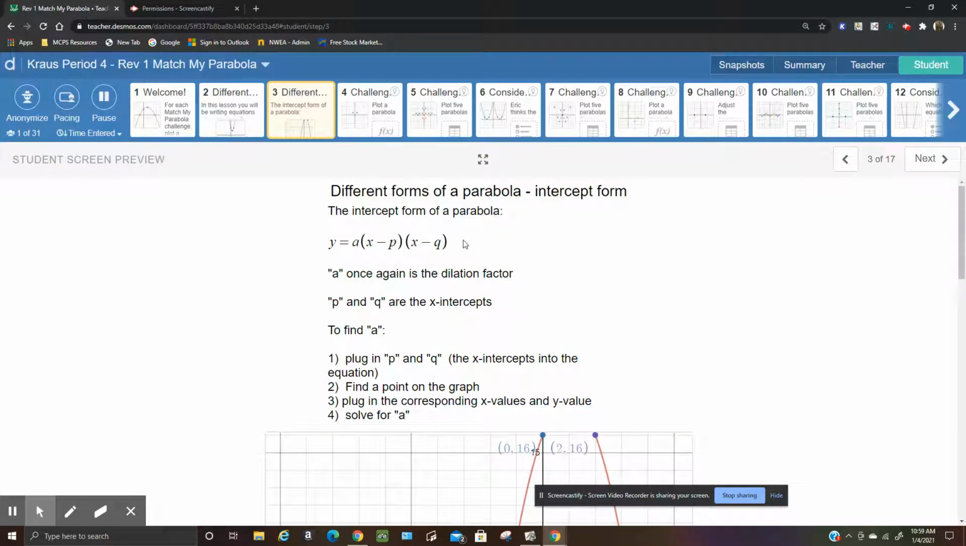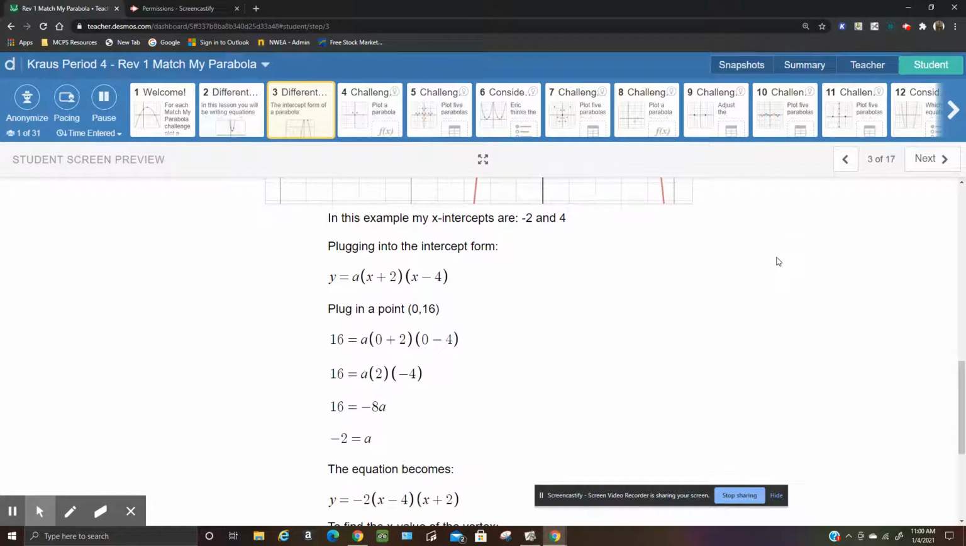The other form that we'll be using today would be the intercept form. The intercept form of a parabola is y equals a times x minus p times x minus q. A, once again, is the dilation factor. P and q are the x-intercepts. To find a, plug in p and q, the x-intercepts, into the equation. Find a point on the graph, plug in the corresponding x and y values, and then solve for a.